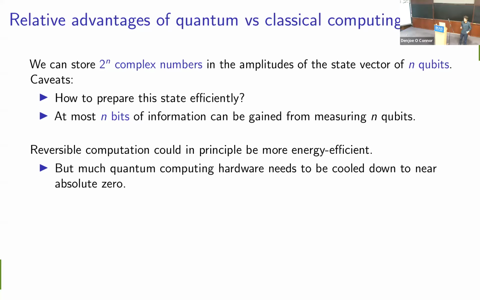So as I've mentioned, in principle, reversible computation could be more energy efficient. But on the quantum side, we've got these measurements that are not reversible. Also, when we work in quantum computing, a lot of quantum hardware actually needs to be cooled down to near absolute zero. So again, obviously, that's not terribly energy efficient in general.